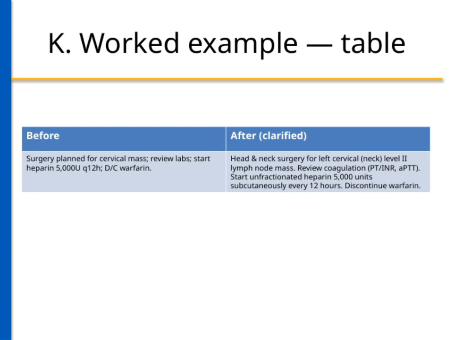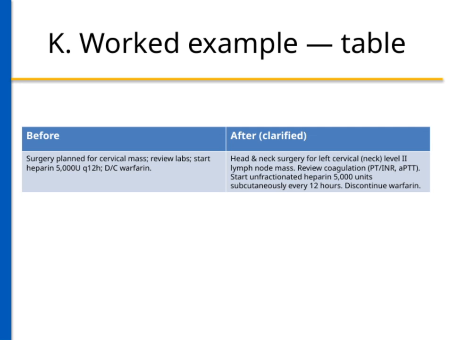All right, let's walk through this key example to highlight some important concepts. Originally, the plan was to perform surgery for a cervical mass, and the initial steps included reviewing labs and starting heparin at 5,000 units every 12 hours, while discontinuing warfarin. Now, after clarification, we see that the surgery is specifically for a left cervical level II lymph node mass. The focus shifts to reviewing coagulation status by checking PT-INR and APTT to ensure safety before proceeding. We also specify starting unfractionated heparin at 5,000 units subcutaneously every 12 hours.